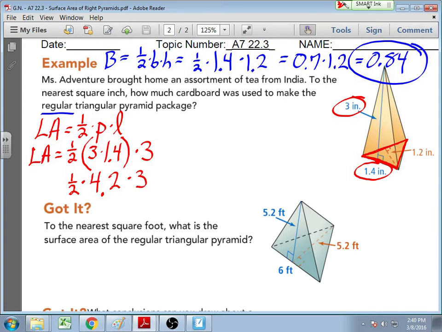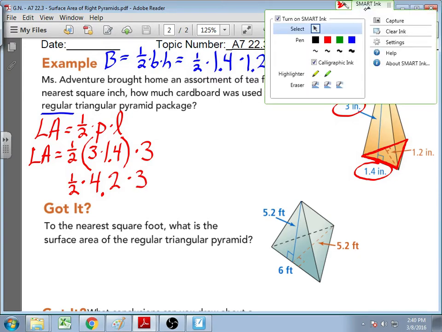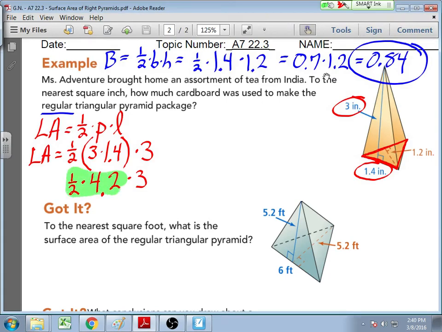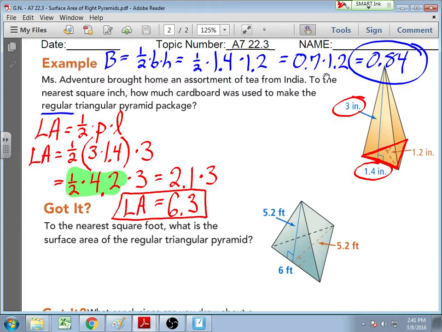I like to do the half as soon as I can, so I now am going to do the half times the 4.2 and get that this is going to be equal to 2.1 times the 3, because then that is also easy to do. That gives me 6.3 for the lateral area. And of course, we'll need a label when we finish.